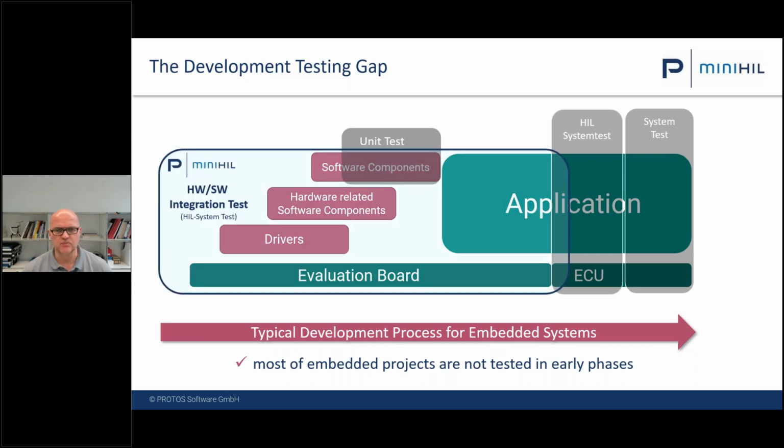So that's exactly where we place the mini-hill. The idea is to test everything on an evaluation board, on the real processor, your complete software stack, including the complete software, application software, hardware-related components and drivers.